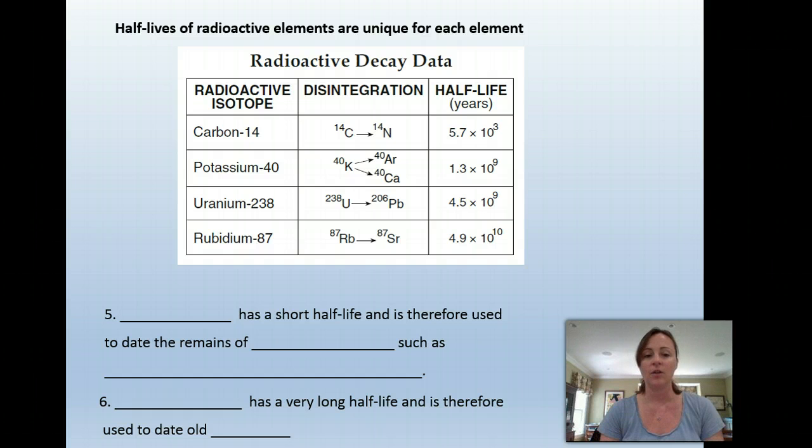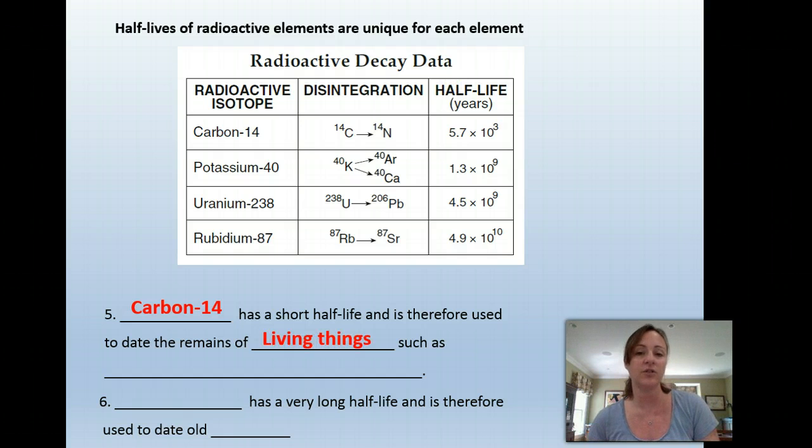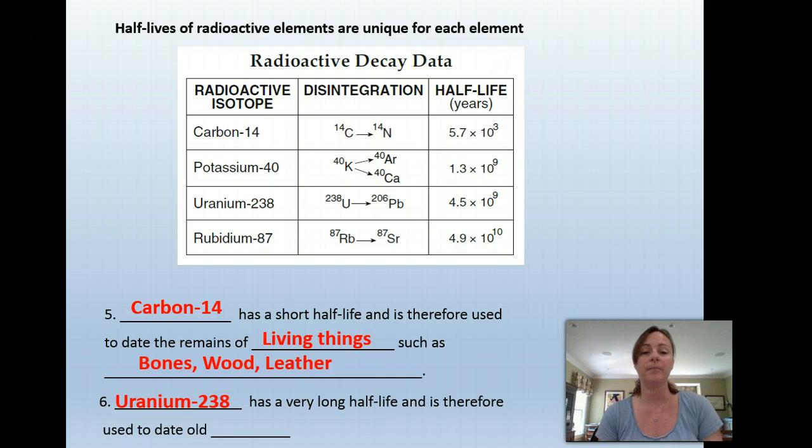And as you see, we have carbon up at the top. Carbon-14 has a short half-life, 5,700 years for it to decay to 50% of what it started with. And therefore, we use it to date the remains of living things, such as bones, wood, and leather. And if we continue looking down this chart, uranium-238, on the other hand, has a long half-life, 4.5 billion years. And so we use that to date very old rocks.